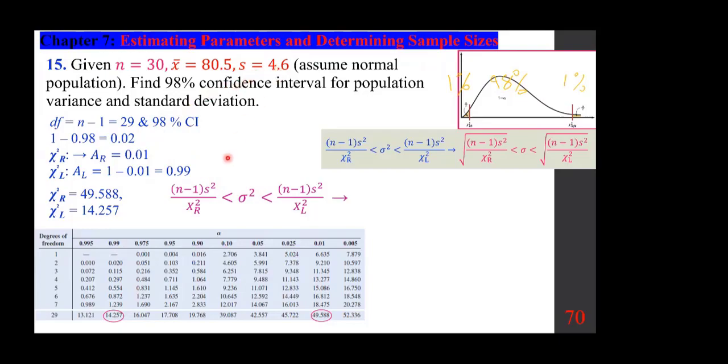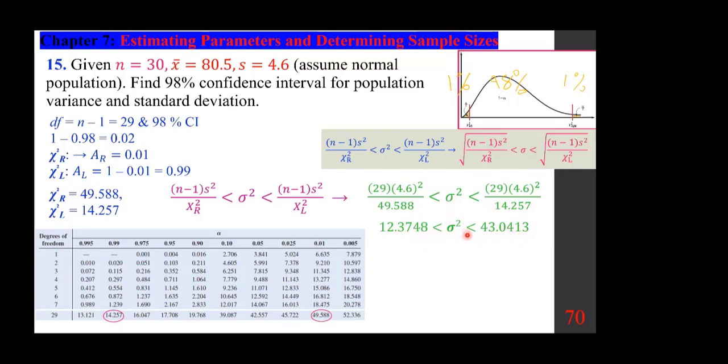Plug in. n minus 1 is 29. s is 4.6 squared. So that's the numerator for both cases. Chi squared of the right, you put them here. Chi squared of the left, you put them here. You do the math. So pay attention to the formula and plug it in. Results in the following. That means we are 98% confident the true population variance is somewhere between 12.3748 and 43.0413.